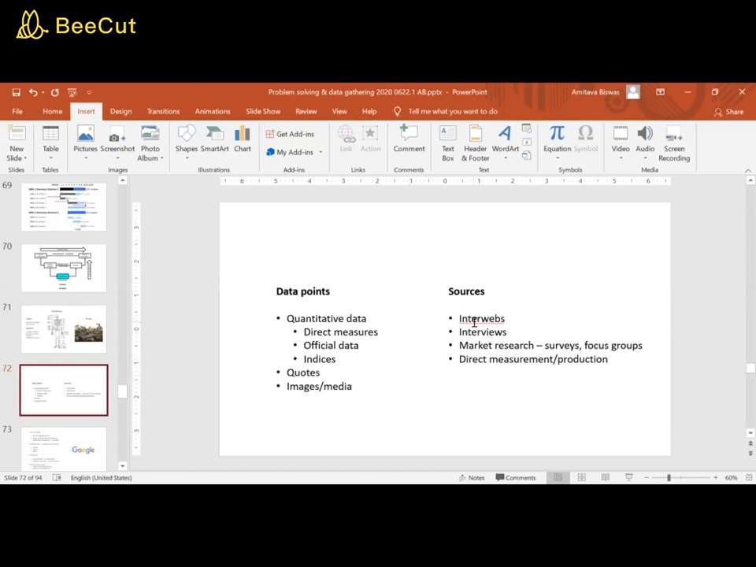Well, the internet is going to be one of the major areas to get it. That's the desk research that we do, right? Interviews are important, both with the client and anybody else that we need to talk to. We get that from there. The market research, right?